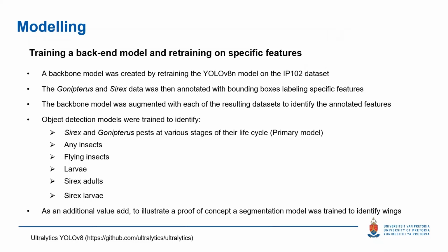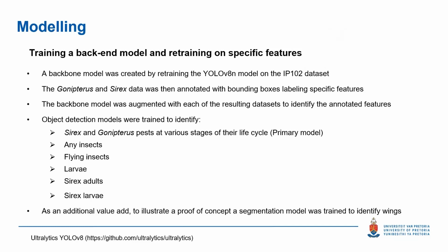So in order to train a full model, we created a backbone model. The backbone model was created by using the YOLO V8 model architecture and training it on the IP102 dataset. Once this model was trained, we then used it to train specific feature models as well as the lifecycle model, which is our primary model, using the data provided by FABI.